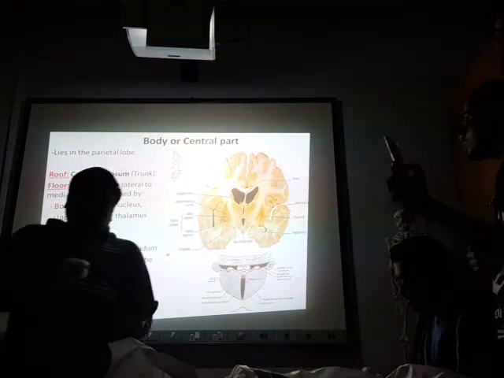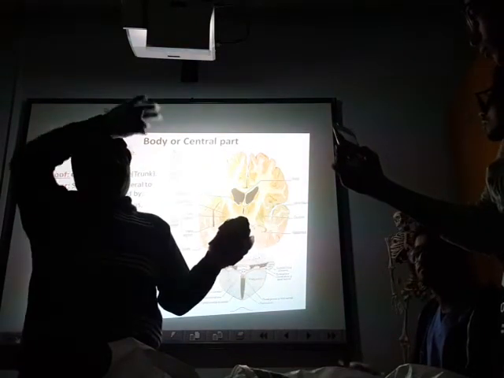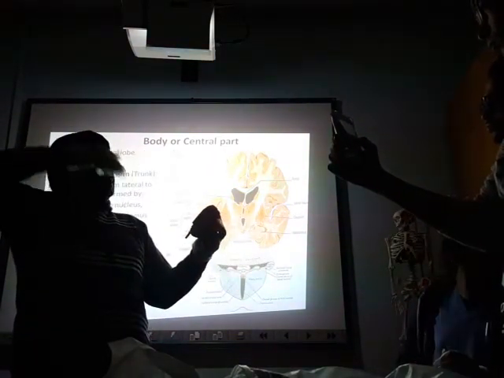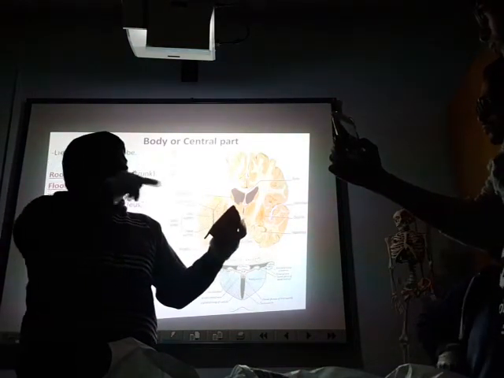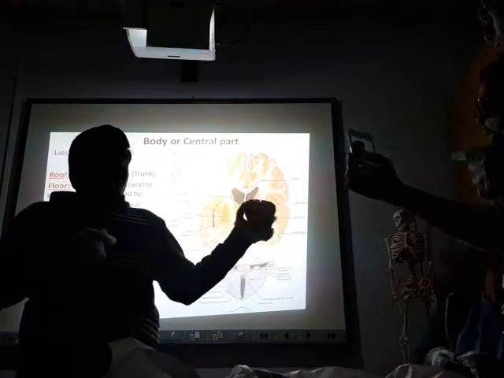Am I clear? So these are the relations of the body. Roof is formed by corpus callosum. You can say the floor, from lateral to medial side, is by caudate nucleus, the thalamus, then the tela choroidea, and then the fornix. Am I clear?